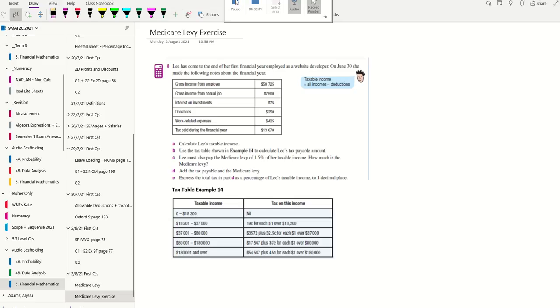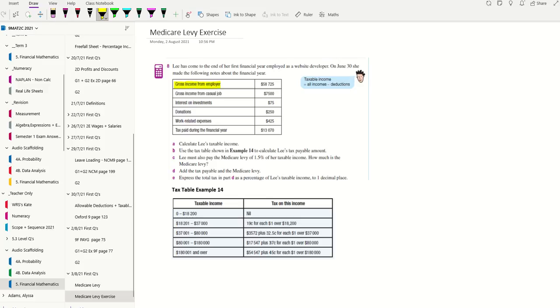Okay, this is the exercise for the Medicare levy and net income, or anyway, whatever this question is going to come out to be. So we have a question here. It says, Lee has come to the end of her first financial year employed as a website developer. On June 30, she made the following notes about the financial year. So what you need is just the information in this table.